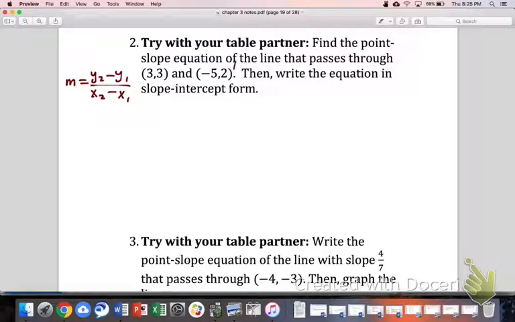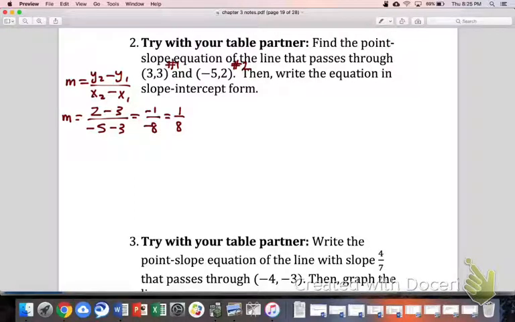So I'm going to call this point number 2. I'm going to call this point number 1. So to find slope, I'm just going to plug the appropriate coordinates in where they go. So it's going to be 2 minus 3 over negative 5 minus 3. That is going to give me negative 1 over negative 8, which gives me positive 1/8. So that's my slope. So whether I'm in slope-intercept form or point-slope form, it really doesn't matter. The slope is going to be 1/8.